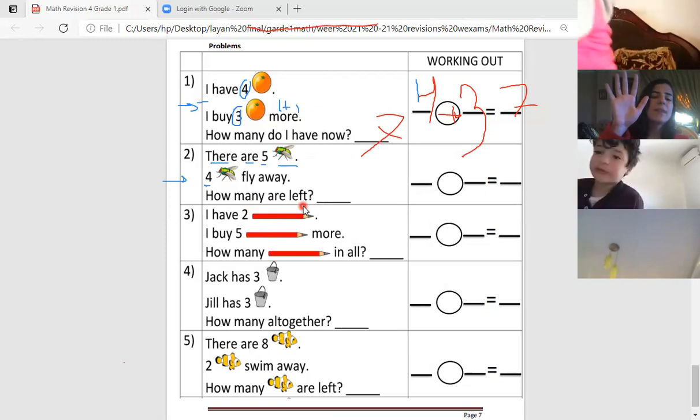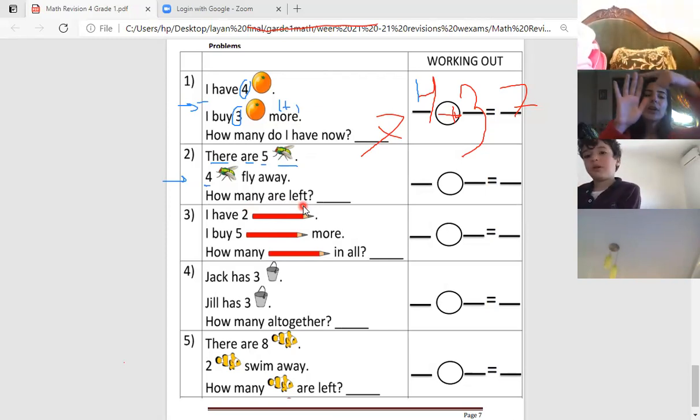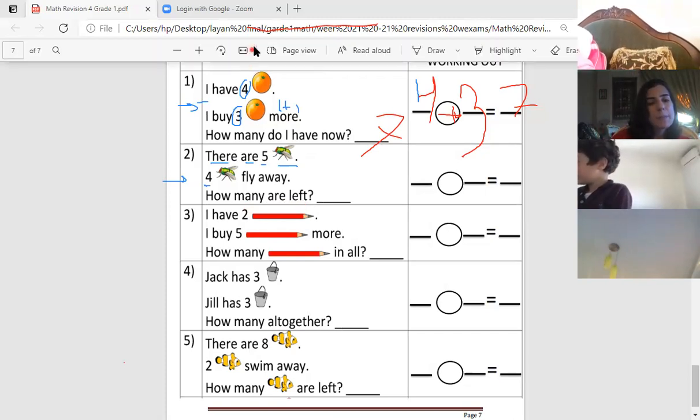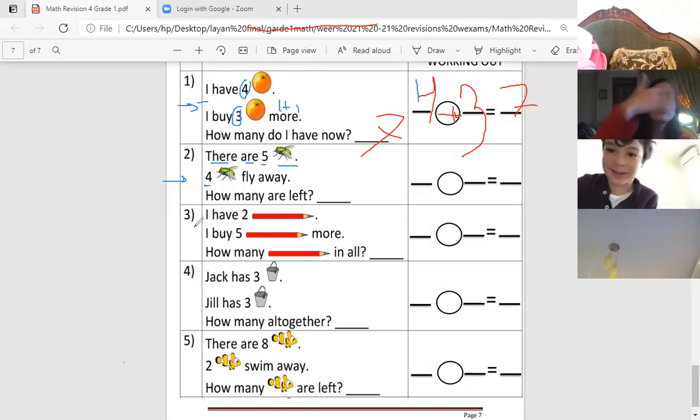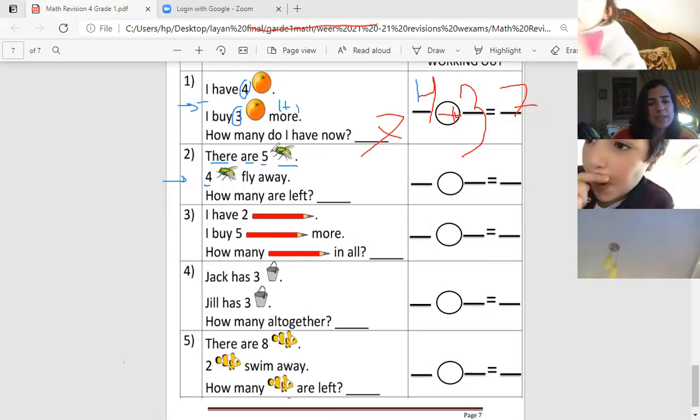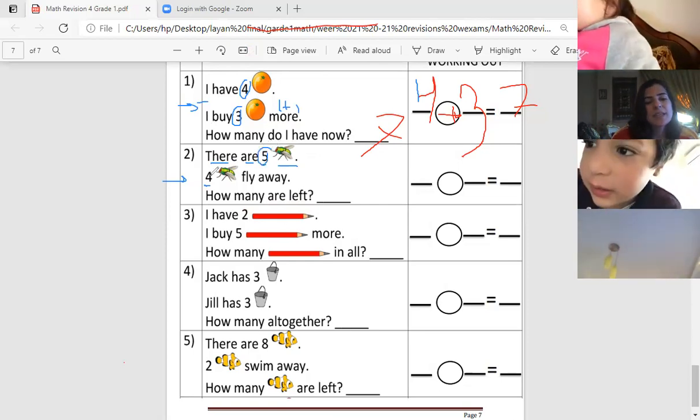Okay, so I have five flies and four flew away. I have five and four flew away. This is addition or subtraction? Subtraction. Excellent. Here I'm subtracting. I have five. Flew away. Excellent. You're right. Sentence on the screen.